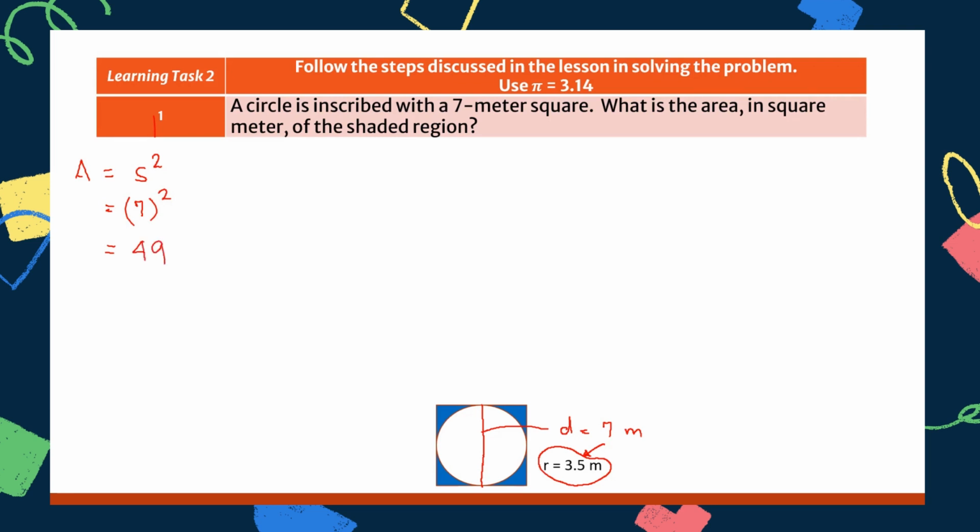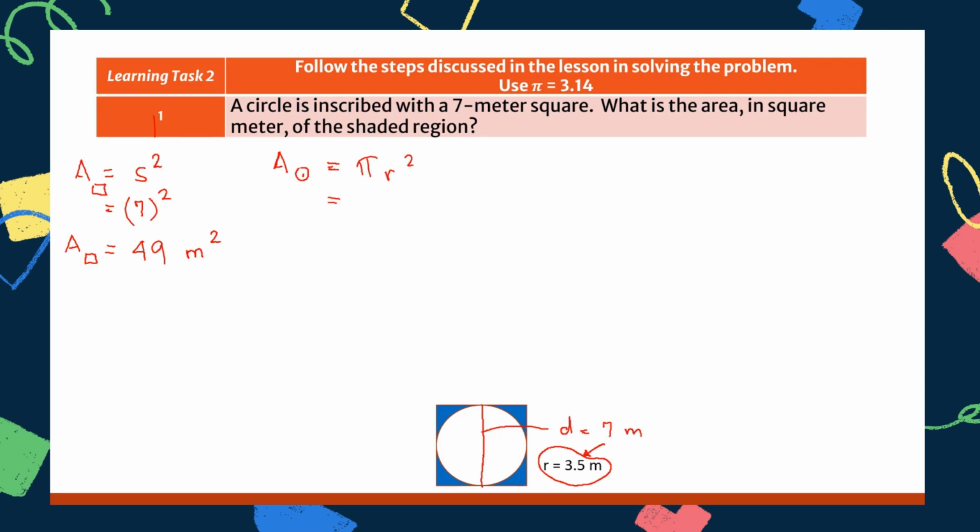At dahil ang given unit of measure ay meter, ay m to the second power. So ito, mga bata, yung area of a square. Okay? So ito yung area ng square na may kabuuang 49 square meter. Now, ngayon naman, kunin natin ang area of a circle. So to get an area of a circle, our formula is pi r squared.